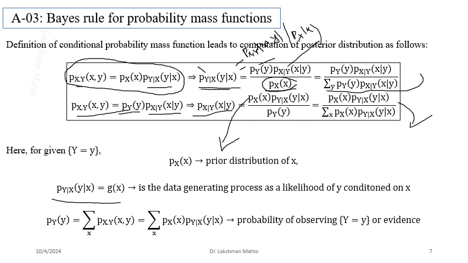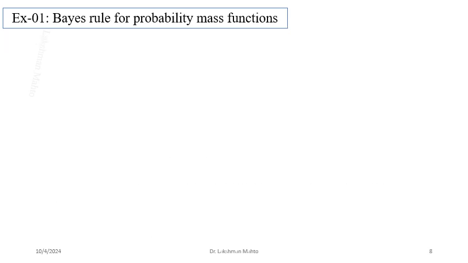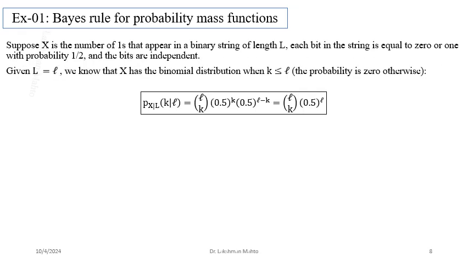Under all possible scenarios, you have to compute the probability of observing y, and that we call the evidence also. So read it 2-3 times. If you are unable to understand, let me know again. It is the same framework that we discussed in Bayes rule for events in module 1. All this will be clear from the example as well. So we are here applying it to compute the probability mass function.